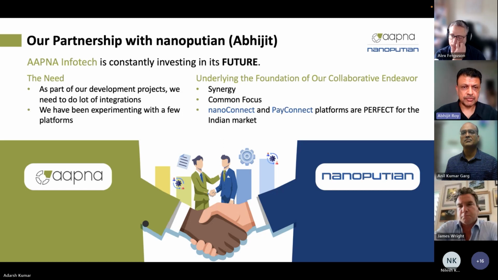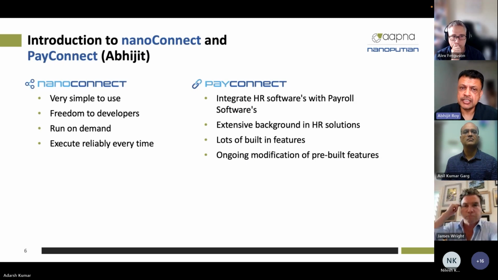A quick introduction of the two platforms. NanoConnect is the flagship product, and it simplifies the process of data integration. With the ability to get data in and out of any platform with a single line of code, developers have freedom to build solutions of unconstrained simplicity that runs on demand and execute reliably every time.